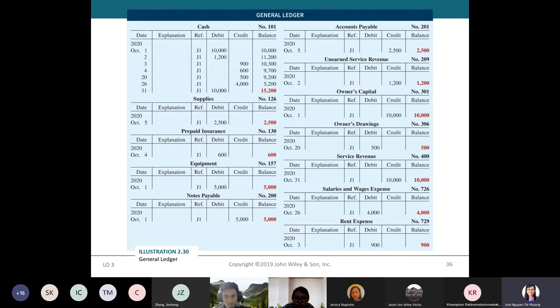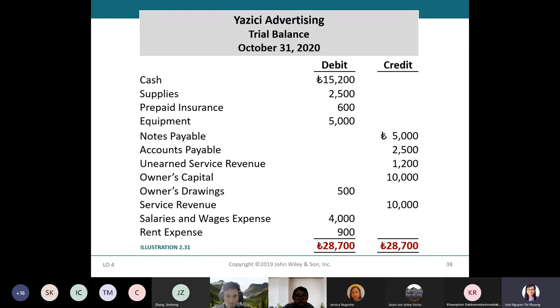Okay. All right, class, this is called the general lecture in the standard form. Any question until here? After we post to the ledger, we then prepare the trial balance. So the trial balance of the company will look like this, okay?